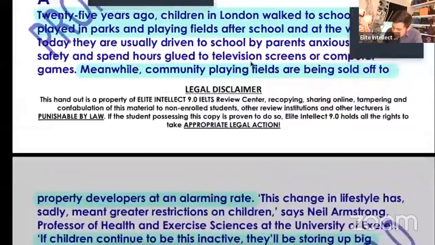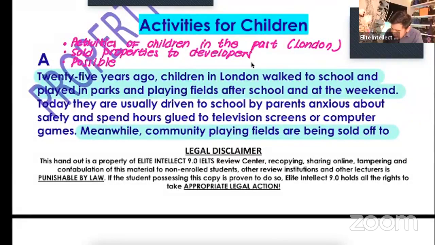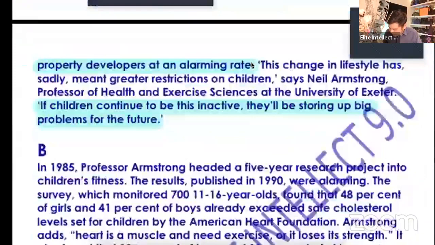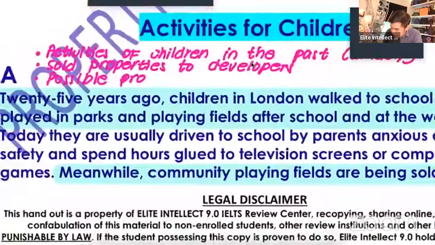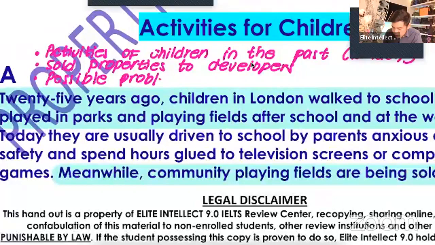Okay, so look at this one. Now, this is possible problems in the future for being inactive. Okay, possible problem in the future for inactive children.